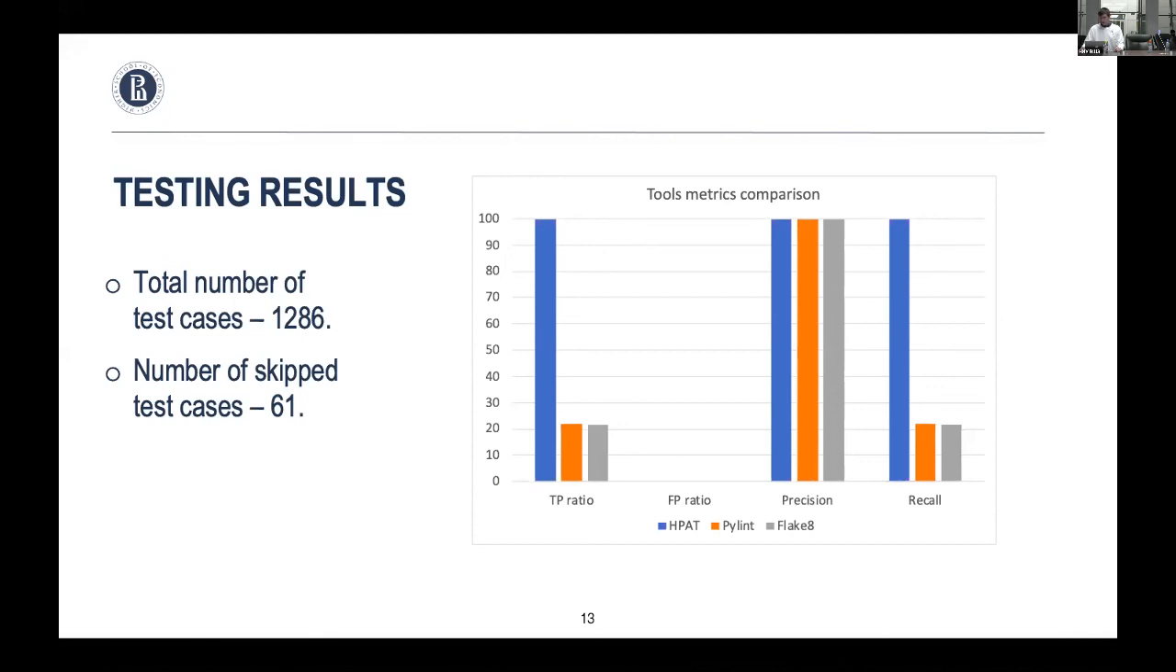And I would like to bring your attention to this chart. On this chart, you can see the values of metrics like true positive ratio, false positive ratio, precision, and recall. And as we can see, the Huawei Python analysis tool has the best performance among the other tools.